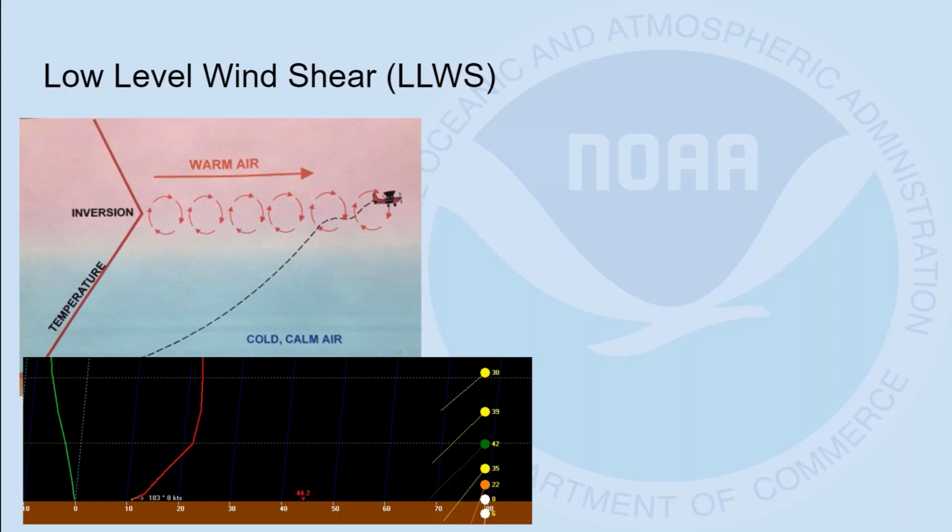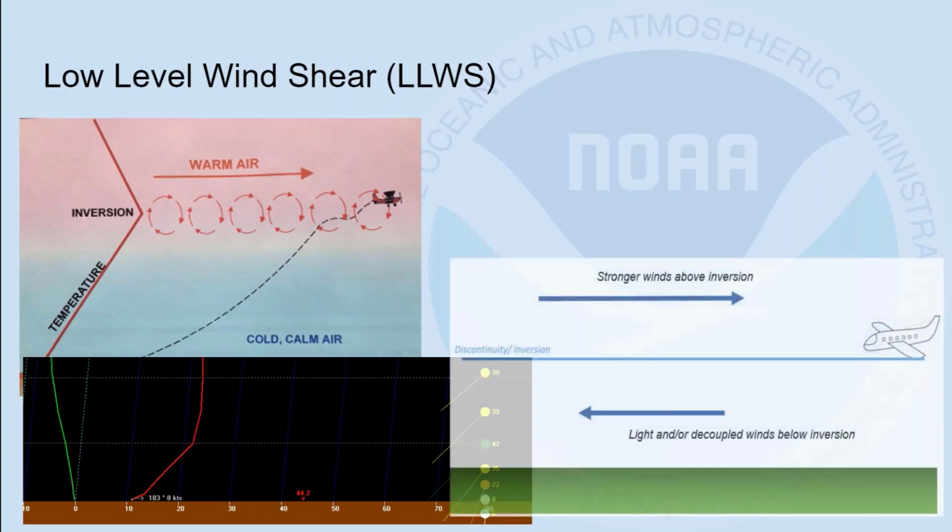And then over there on the right side, there's a wind profile, and you can see that the winds are actually turning a little bit with height, a little bit of that directional shear we talked about, and also increasing with height. And so at the top of that inversion layer, you have what's called this discontinuity line. And oftentimes we see light or decoupled winds below the inversion. Those winds are decoupled from the winds aloft. And then you have your stronger winds at the top of that inversion layer or just above. And so this is what you're going to experience as low-level wind shear.